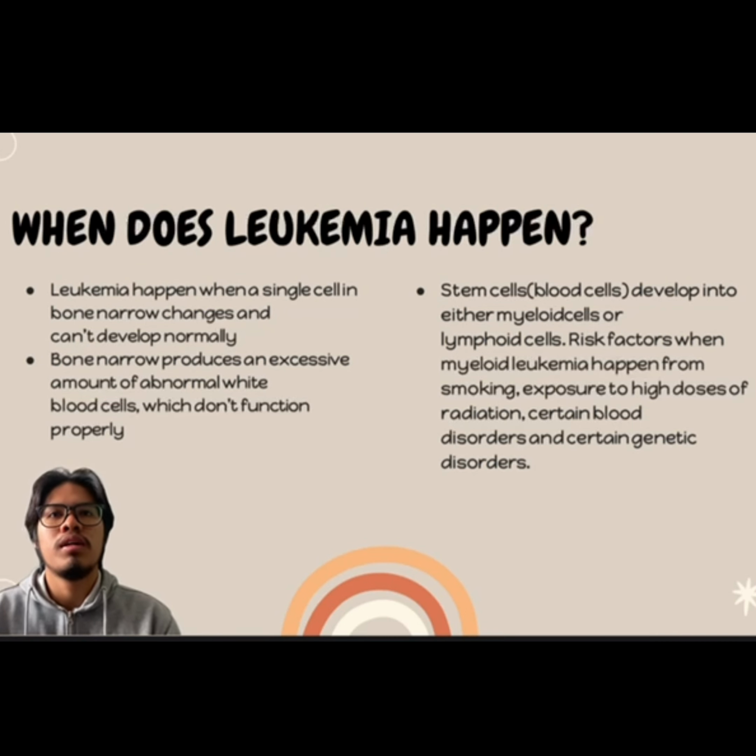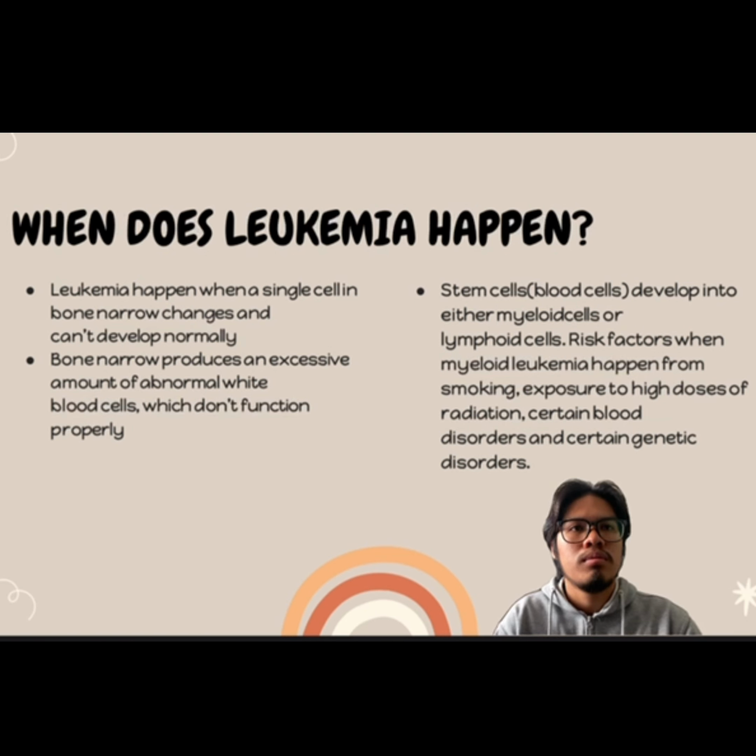Now we'll talk about when does leukemia happen. Leukemia happens when a single cell in bone marrow changes and cannot develop normally. Bone marrow produces an excessive amount of abnormal white blood cells which don't function properly. A blood cell, or we call stem cell, can develop into either a myeloid cell or a lymphoid cell.